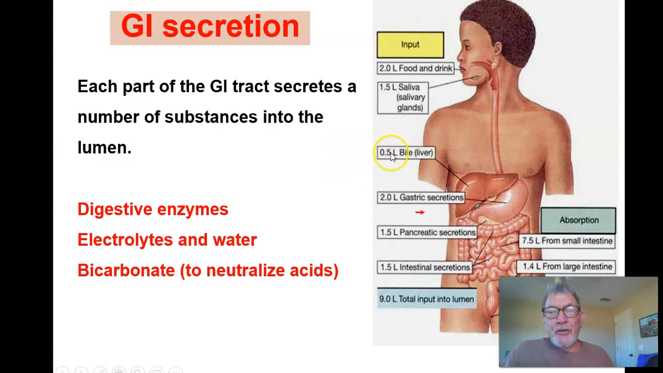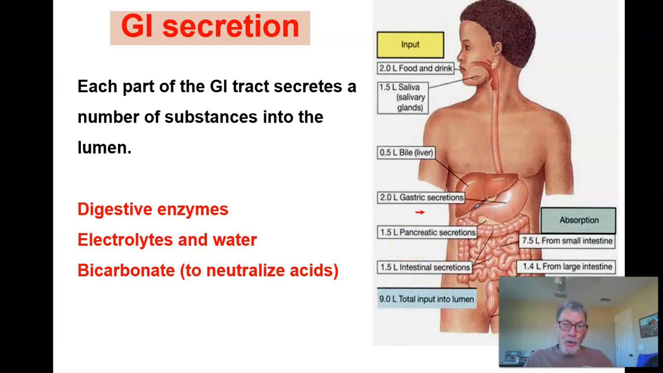The liver secretes about half a liter of bile every day. The stomach, gastric secretions, about 2 liters a day of stomach juice, which has acid and various things in it. The pancreas, 1.5 liters of pancreatic secretions that go into the duodenum to help digest stuff. The intestines themselves secrete 1.5 liters. So somewhere around, depending on your size, 7 to 9 liters of fluid go into the GI tract every day, but only about 1/10 of a liter comes out in the feces at the end.